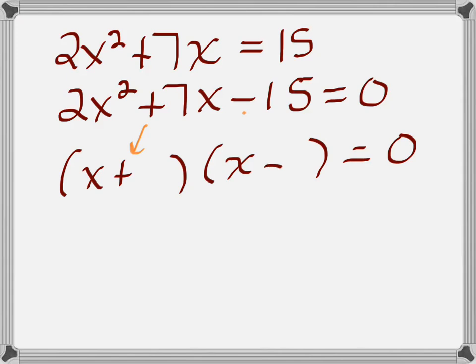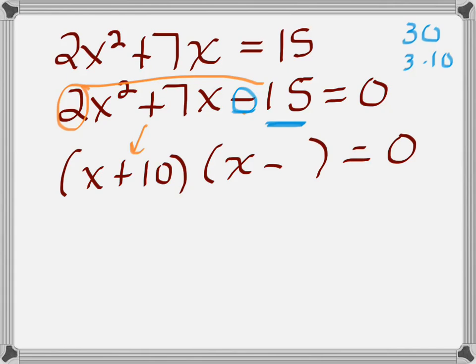And now we have to think of two numbers that when multiplied, not just 15, but 2 times 15, which is 30, give us 30, and when we subtract them, we get 7. If we say 3 times 10, and we subtract 3 from 10, we do indeed get 7. So we're going to put the 10 in the first binomial and the 3 in the second binomial. Remember, the first binomial gets the larger value. Then we have to compensate for that 2 that we multiplied by dividing each constant by 2.